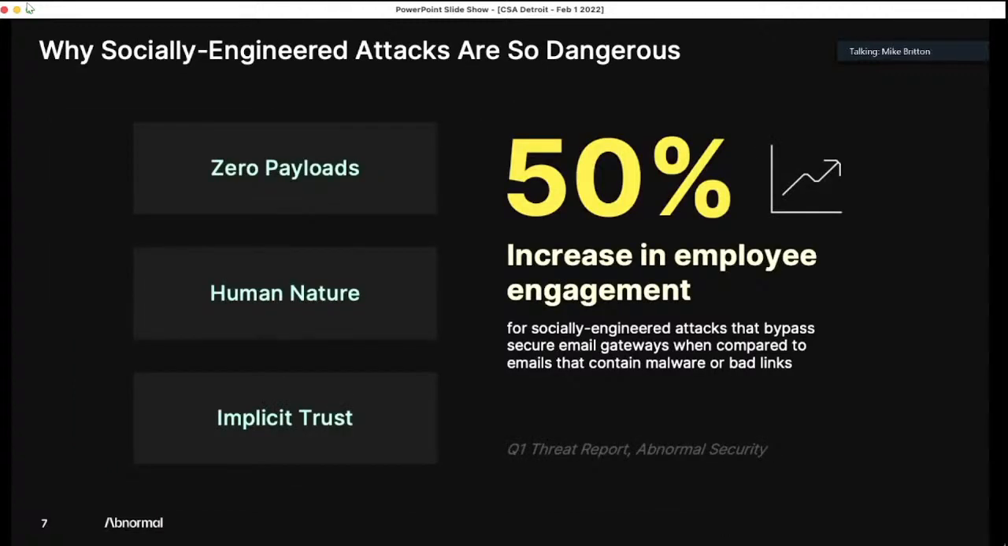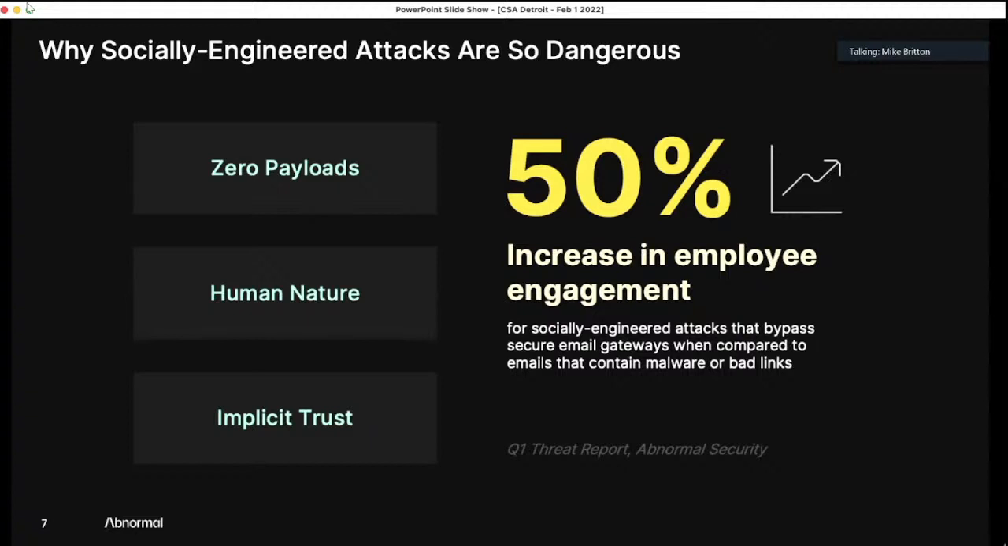So why are socially engineered attacks so dangerous? What we're seeing just in our own research is that whenever these socially engineered attacks are hitting customers and companies in general, there's a 50% increase in employee engagement when they get these type of attacks. And why aren't they being stopped? Well, obviously these attacks don't have a payload. There's no links. They're not trying to get someone to click here. They're not trying to install malware. It's just simple text.